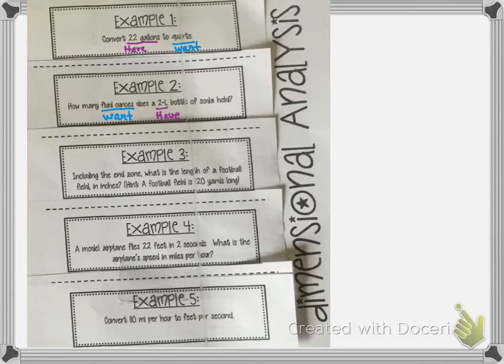Okay. Including the end zone, what is the length of a football field in inches? Hint, a football field is 20 yards long. So we had to kind of decipher through this one. What we have is a football field, which is 20 yards long. But it asks for what is the length of the football field in inches. So inches is what we want. So we're going to have to do a conversion between yards and inches.